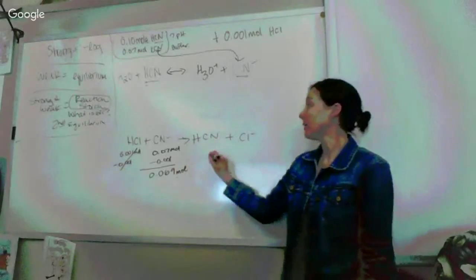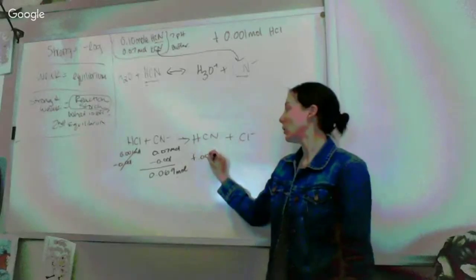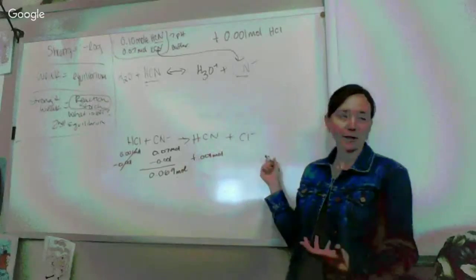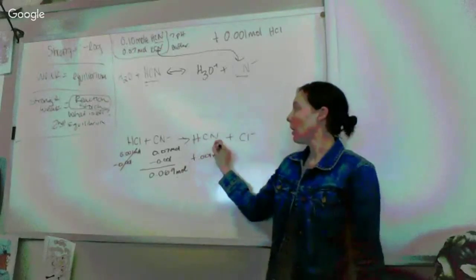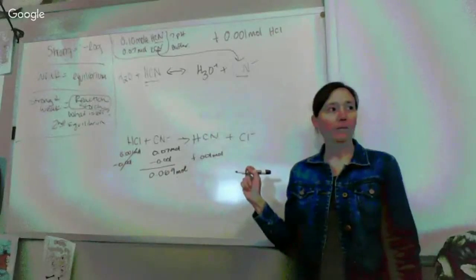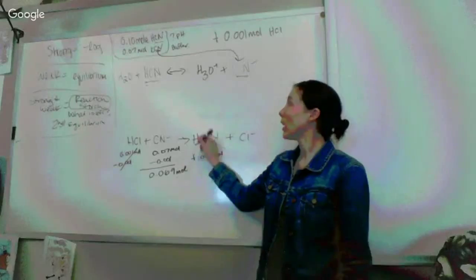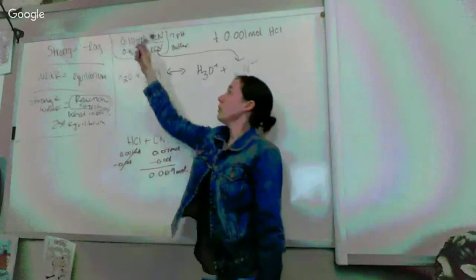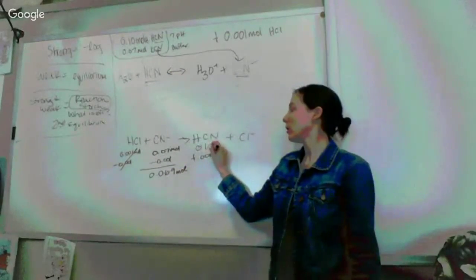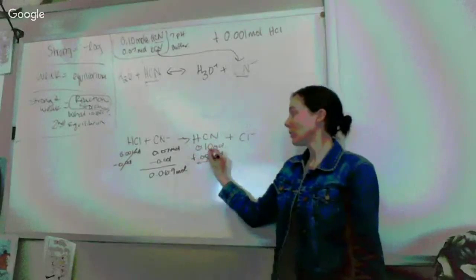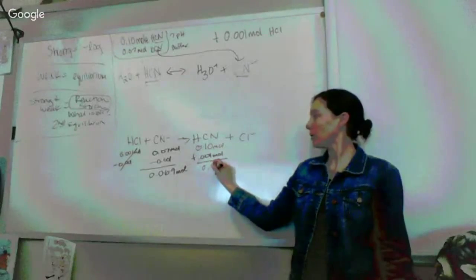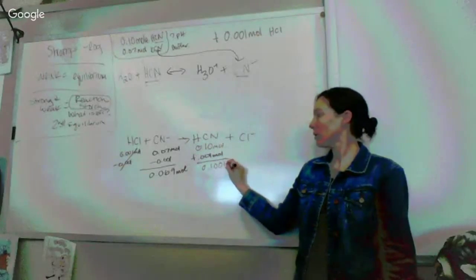I'm going to add 0.001 moles of HCN and Cl minus, but we don't care about Cl minus, to how much HCN did I have to start with? I actually had, you remember up here, we had our 0.10 moles. So now when I add to that, I'm going to get 0.001 moles.